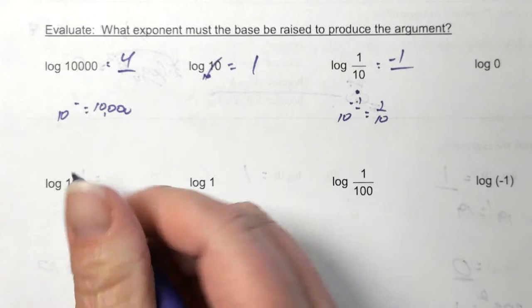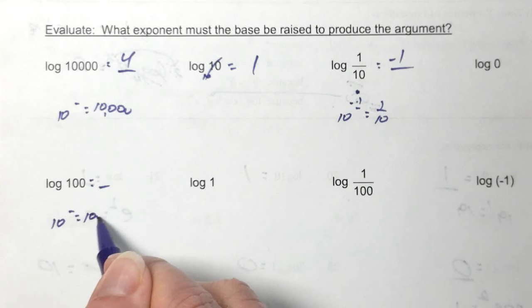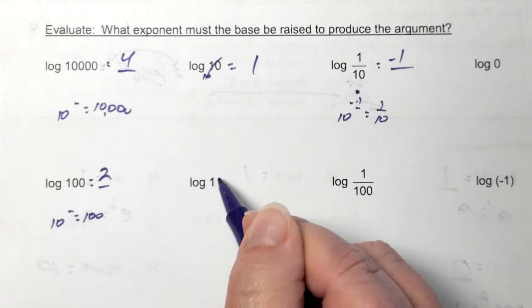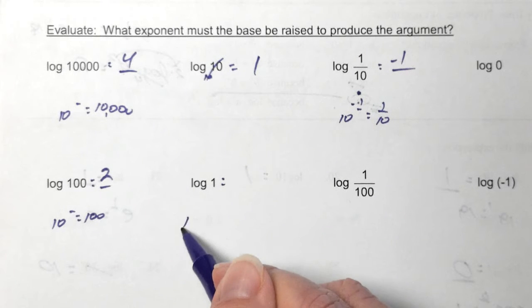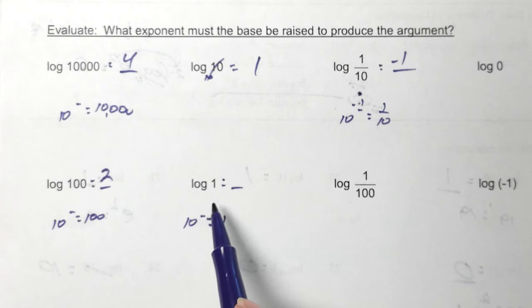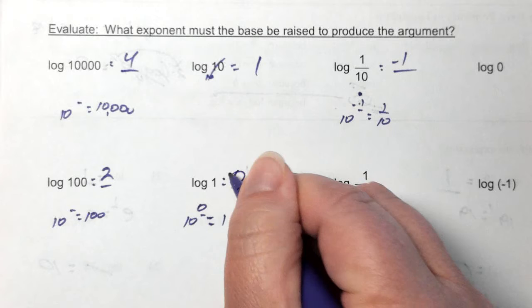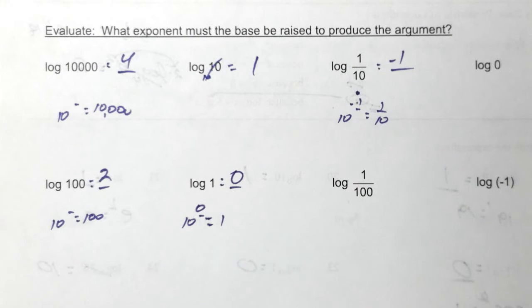Let's look at this row. Implied base 10, 10 to the something is 100. Oh, that's going to be 2. 10 to the something is going to be 1. Ooh, what would my exponent need to be so that I get a 1 in the argument? We talked about that a while ago. Remember, if the argument is 1, we know the whole thing is 0, right?